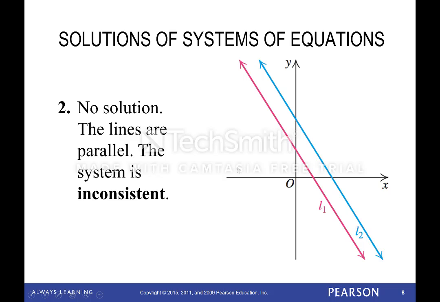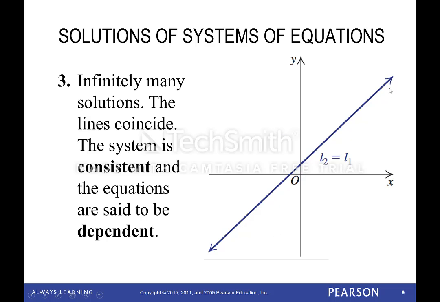The other possibility is that you got lines that are parallel to each other. So parallel lines, the answer is no solution, and the system is called an inconsistent system. All right, and then the third possibility, what happens if the pink line or the red line and the blue line are on top of each other? Eventually it makes the same exact line.